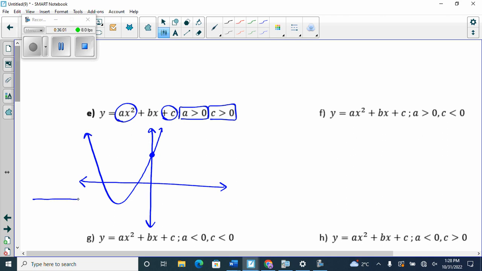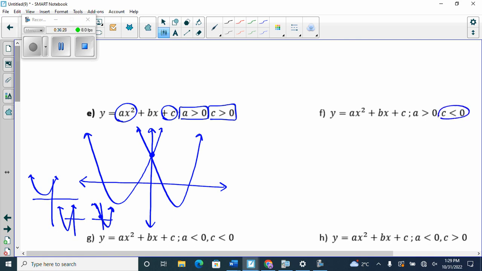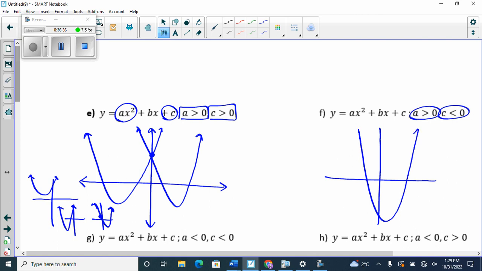So it can look like this. I could have drawn something like this. You know what I mean? I could have drawn it like this, as long as this is positive and these are both up. I could have went this way. Still both would work, right? It needs to be up on both arms, positive y-intercept. This one needs a negative y-intercept and up on both arms. Negative y-intercept, up on both arms.